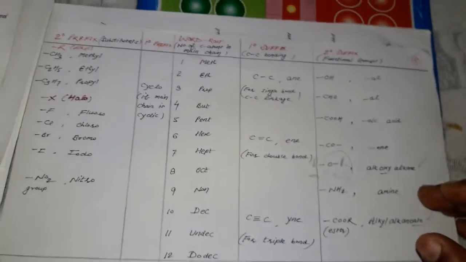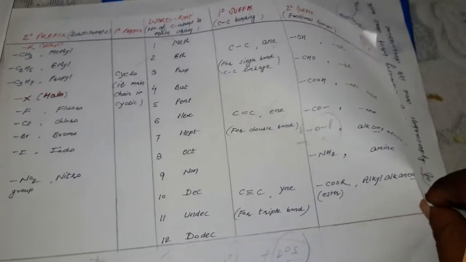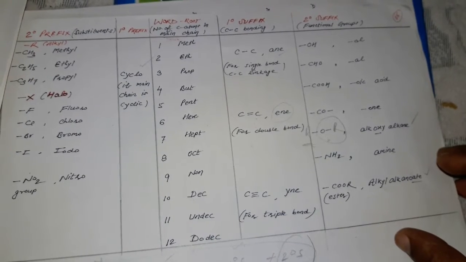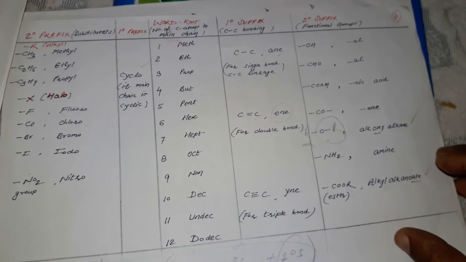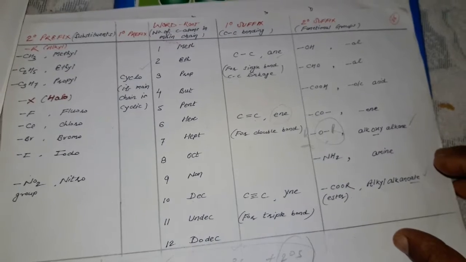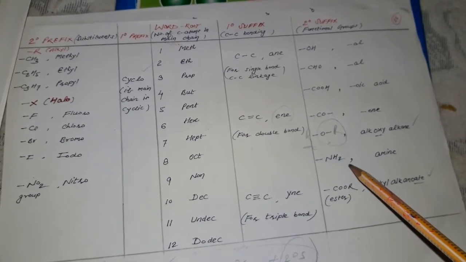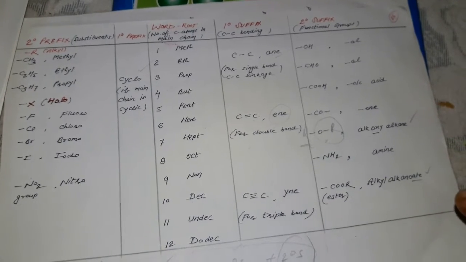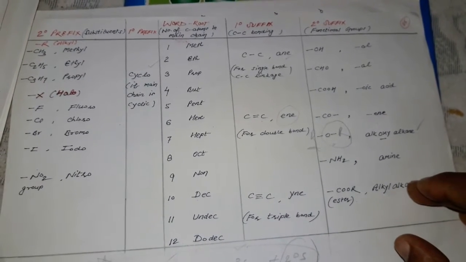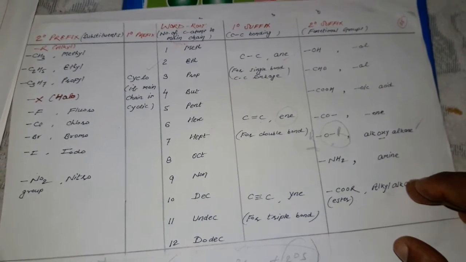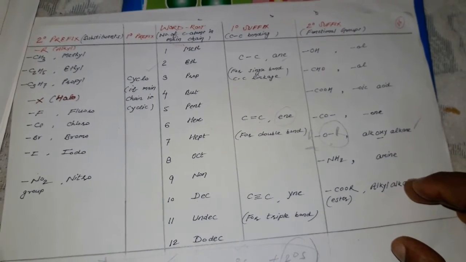So this table is important to understand. I think you should revise this table, learn this table, and try to understand what is meant by prefix, suffix, word root, and what is the sequence to write the IUPAC naming. So in the next video we are going to study the rules of IUPAC naming of compounds.